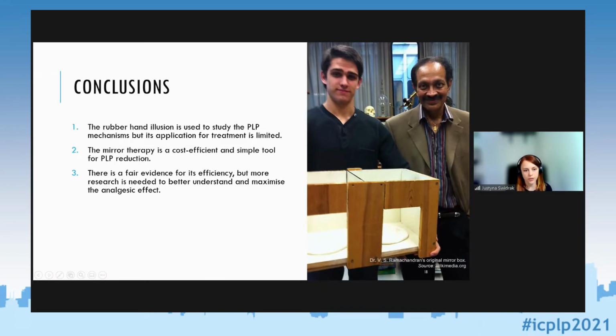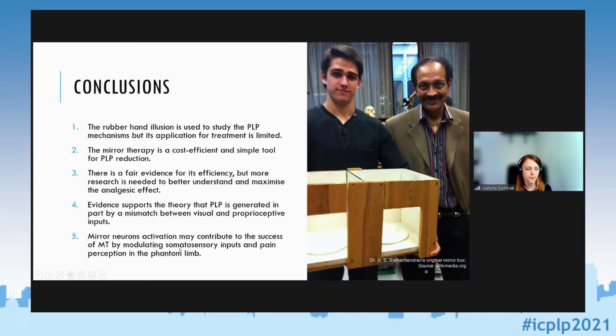analgesic effect, especially the individual differences and why some patients react very well and some others don't, and how to make it work basically for bigger groups of patients. There is evidence supporting the theory that phantom limb pain is generated in part by a mismatch between the visual and proprioceptive inputs, and that mirror neuron activation may contribute to the success of mirror therapy by modulating somatosensory input and pain perception in phantom limb pain.